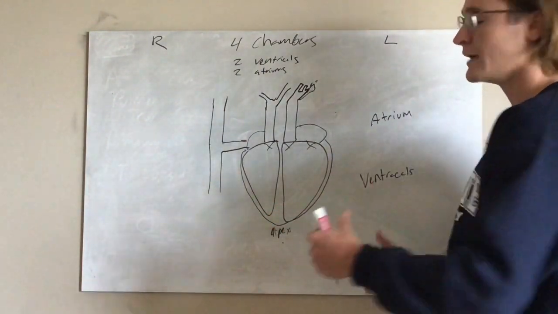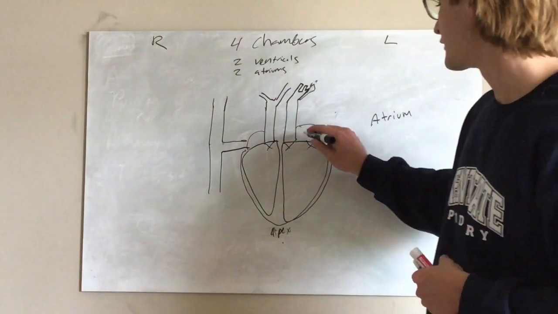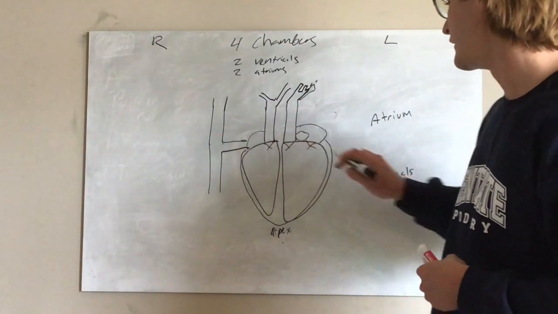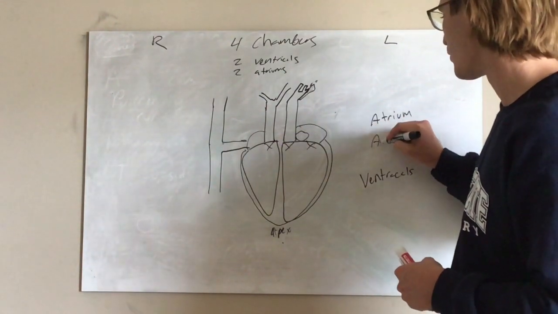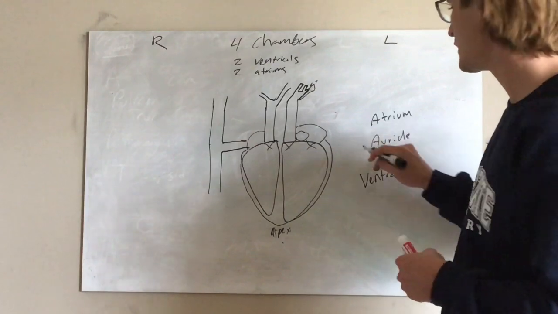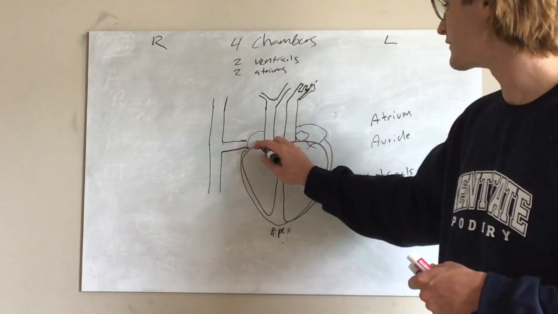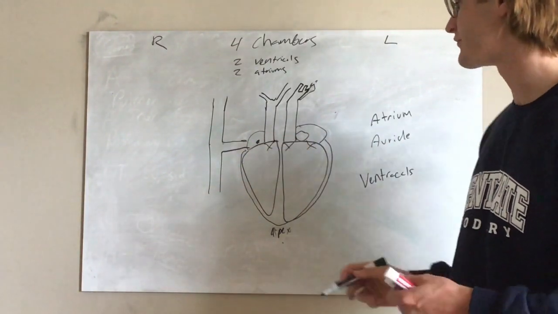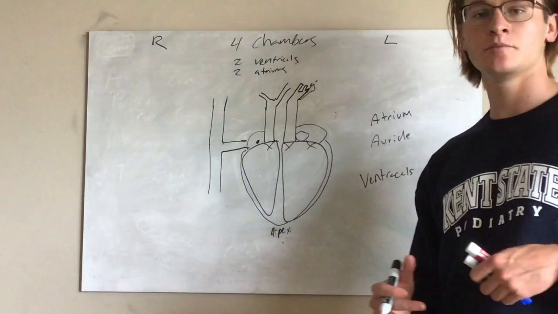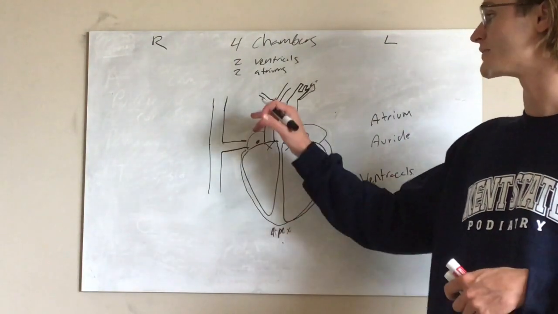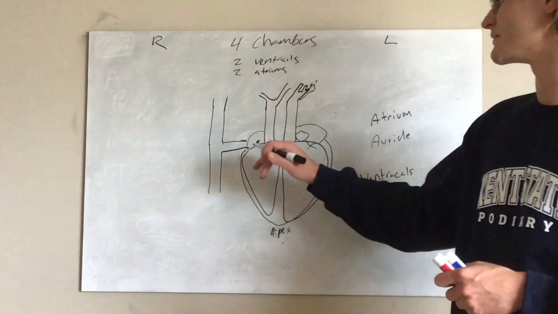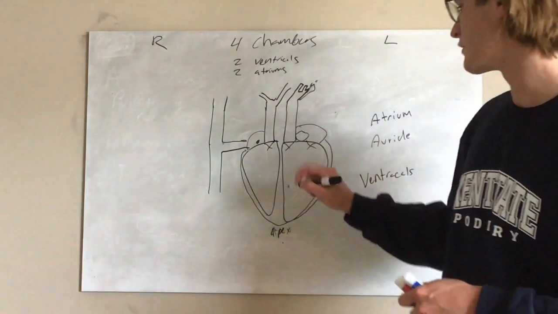The muscle on the left side of the heart is going to be thicker, and you're also going to see another muscle attached, which is called an auricle. You have an auricle on the right side, but it's going to be very small, because it's deoxygenated blood and you don't need as much pressure. It's not going as far on the right side as on the left side.